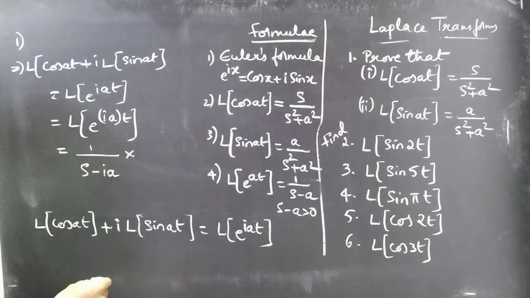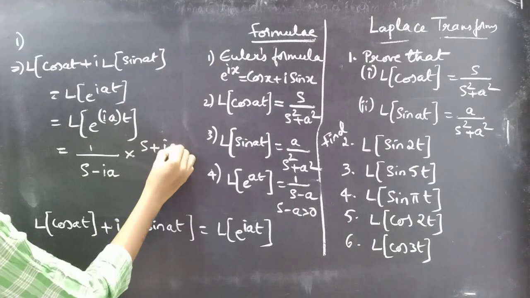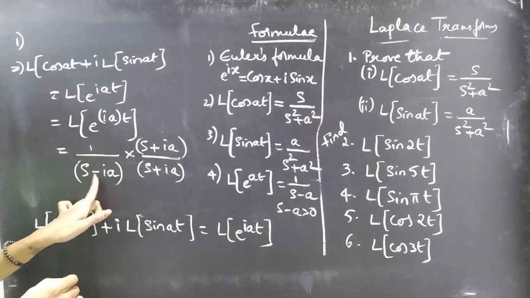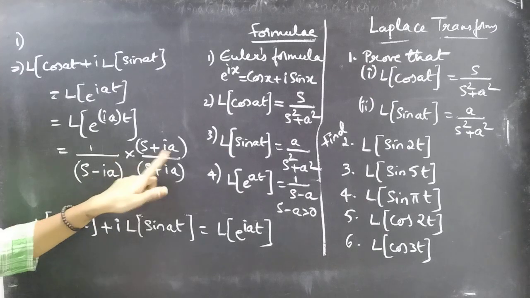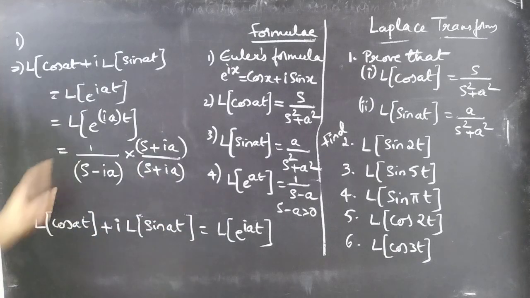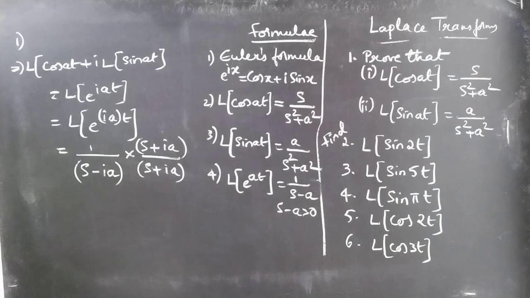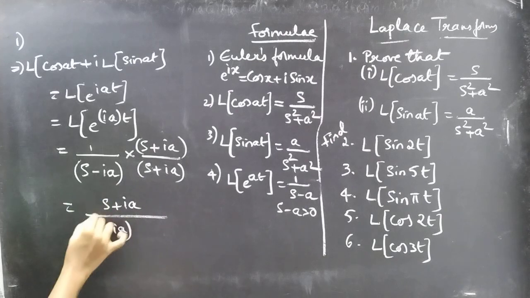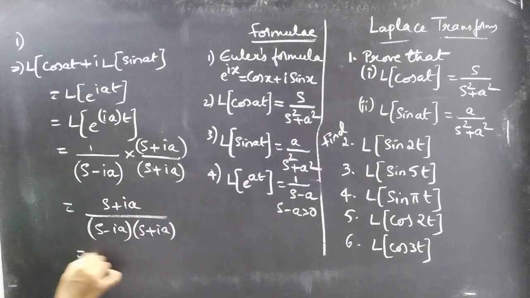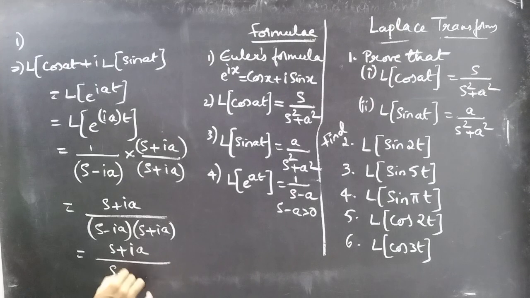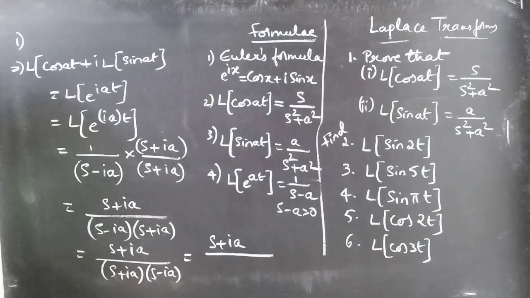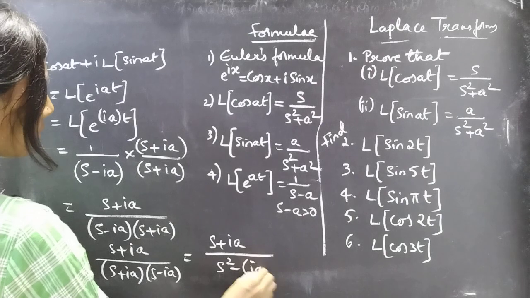Here let's multiply and divide by s plus ia. See, in the denominator we are having s minus ia, just change this sign, we'll get s plus ia, multiply and divide s plus ia to this fraction. This gives us s plus ia by s minus ia into s plus ia, or we can write this as s plus ia by s plus ia into s minus ia, right? This equals s plus ia by, this is of a plus b into a minus b form, so we can write this as s square minus ia whole square.